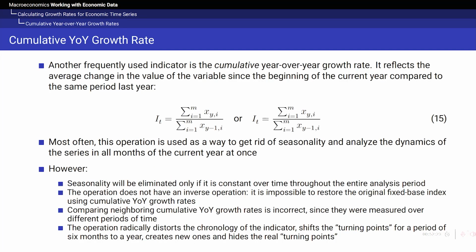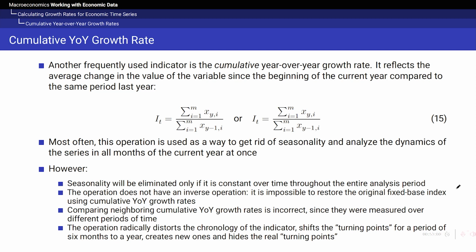The final type of growth rate is the cumulative year-over-year growth rate. This is encountered almost exclusively in Russian statistics as well as in some countries of the former Soviet Union. This calculation reflects the average percentage change in the variable since the beginning of the year compared to the same period a year ago. This operation should not be used at all when working with economic statistics, because it involves a very serious loss of information and does not allow us to restore the fixed base index.